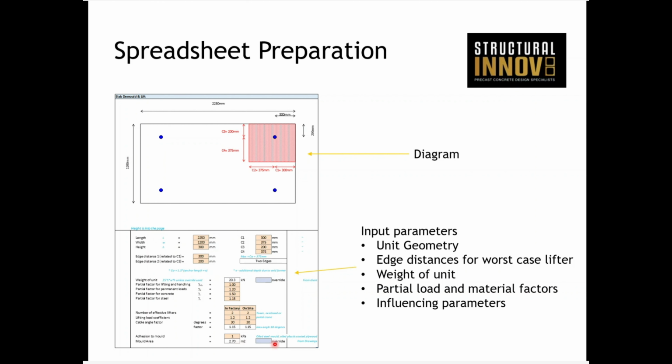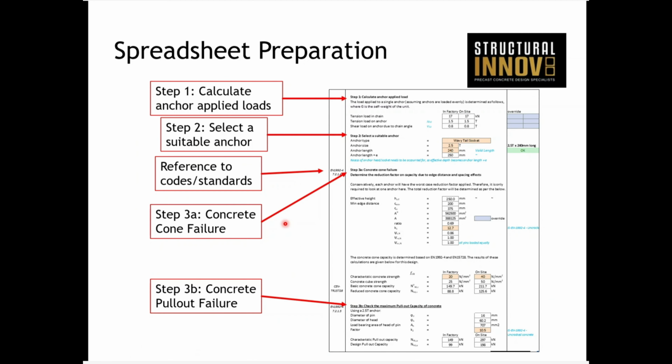Similar to that is the mold area. If you have, again, nibs or steps in the soffit of your unit in the mold, you can account for that by adjusting the mold area. That's all your inputs on one clean page. Like we would have done the calculations throughout the lectures, it's good to set up your spreadsheet in that logical flow. And the first step is to calculate the applied load on the anchors.